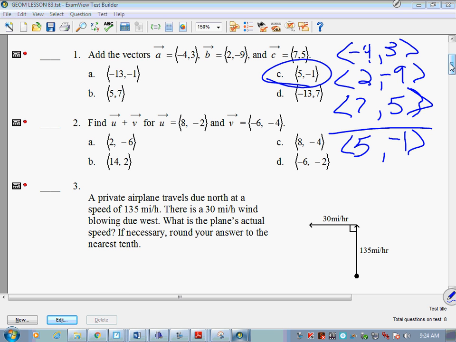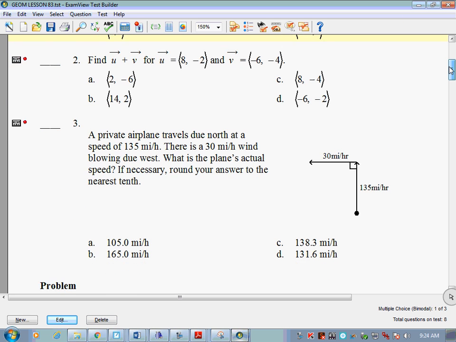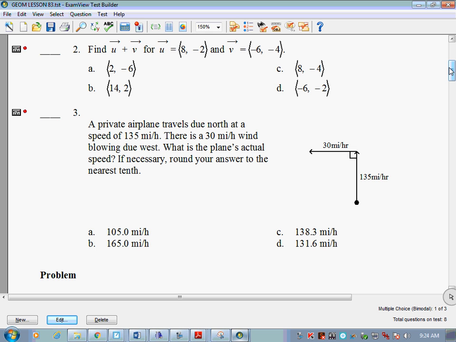Does this make sense? Does this seem pretty easy? All I'm doing is adding today, right? That'll feel like a pretty good day. Okay? Let's see. I want you guys to work out number 2. Let me know when you've got an answer.